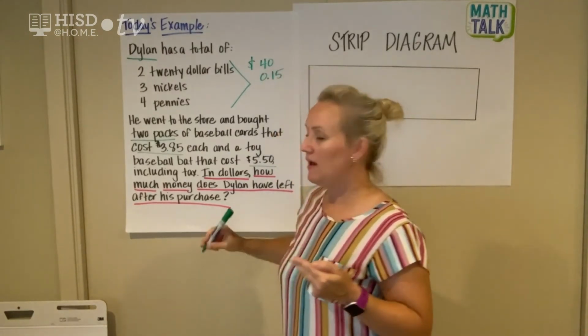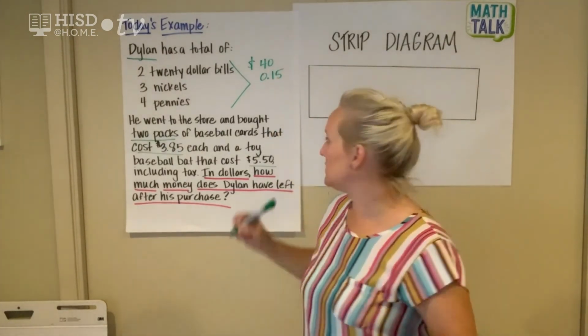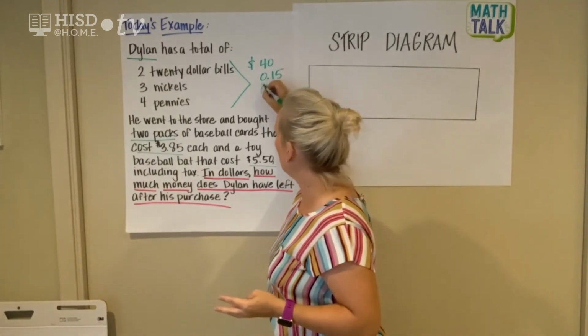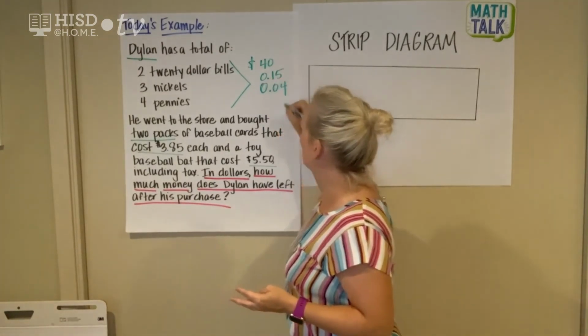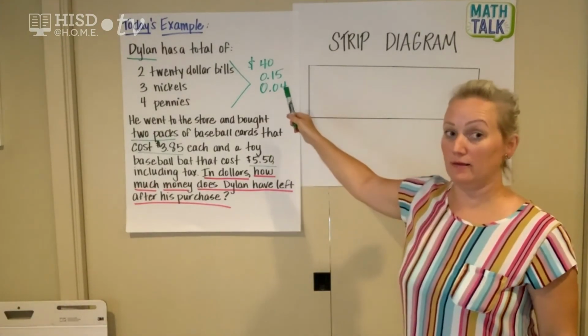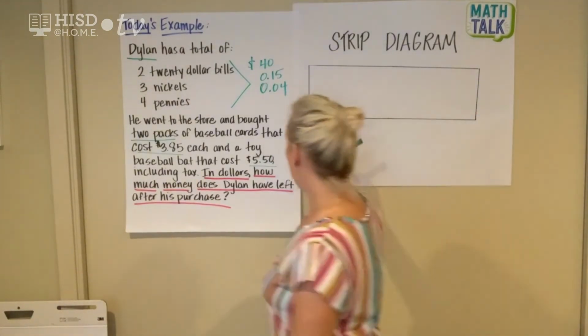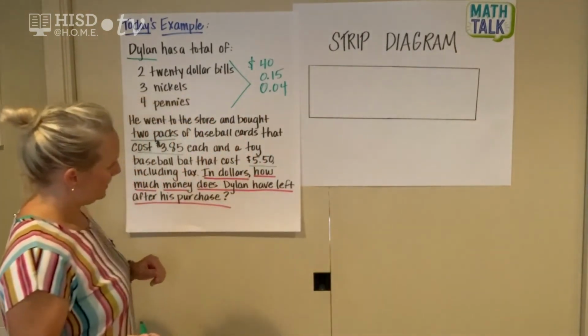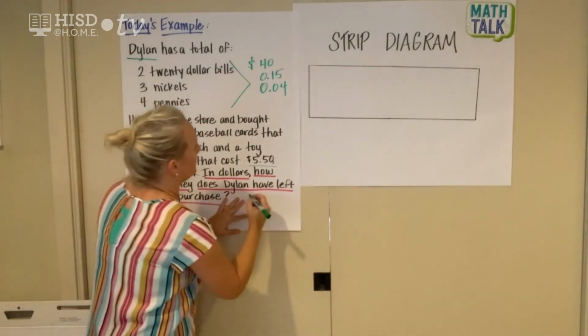0.15. And 4 pennies, which is 4 cents. Now remember, pennies go out to the hundredths place. Okay? So I need to add that up. I didn't line them up, so I need to add that up, right? I'm going to add them up right here.